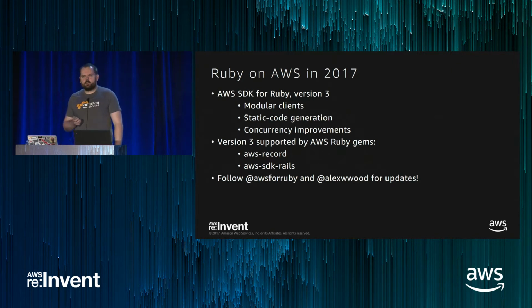Version 3 is also supported by the other AWS Ruby gems that we have available for you: aws-record, a library that ties into DynamoDB, which we're going to be talking about today, as well as the AWS SDK Rails gem.